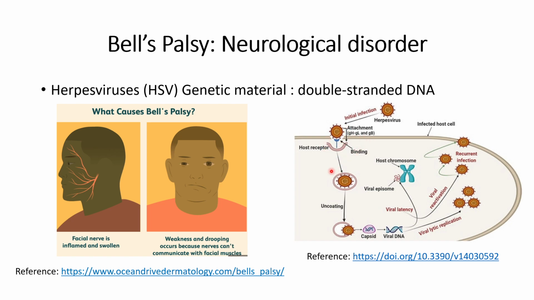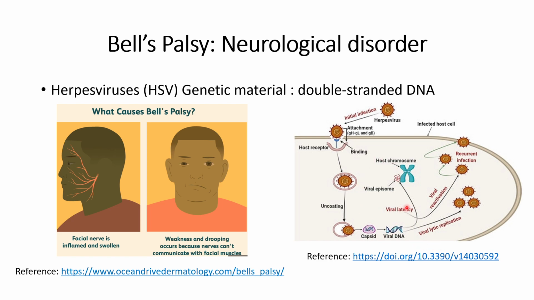So the infection occurs when this herpes virus comes in contact with the receptors, that is GH, GL or GB. After that, uncoating will happen. Then the capsid that contains the viral DNA will come out. After that, the viral DNA will function in two forms. One is viral lytic replication.